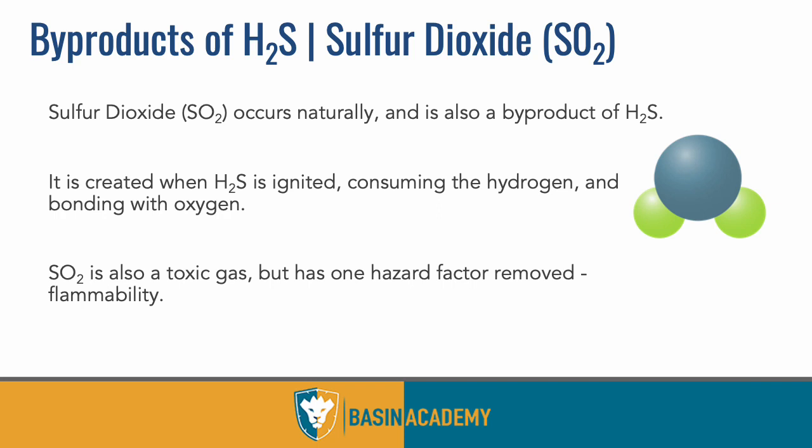So SO₂ is created when the hydrogen's burned off, and it's introduced to oxygen. And for something to burn, it has to have oxygen as a part of that mixture. So the sulfur leaves the hydrogen and then bonds to the oxygen. You get SO₂. Benefits of SO₂, a little bit less heavy than H₂S, still heavier than air. The flammability is gone. So now we're dealing with just a toxin instead of a toxin and an accelerant. So that's another benefit.